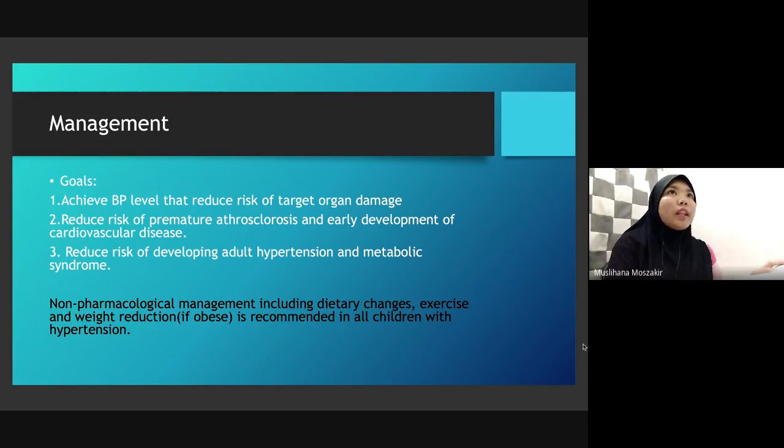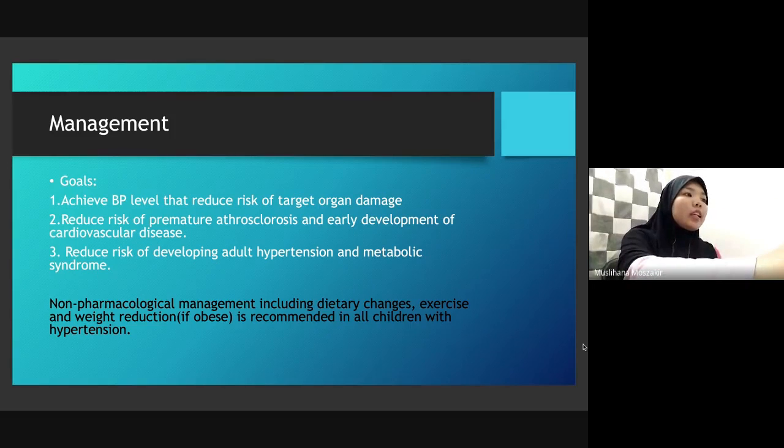For hypertension management in children, it starts with non-pharmacological measures, which include dietary changes, promoting exercise and weight reduction, especially if the child is obese. And it is recommended in all children with hypertension.